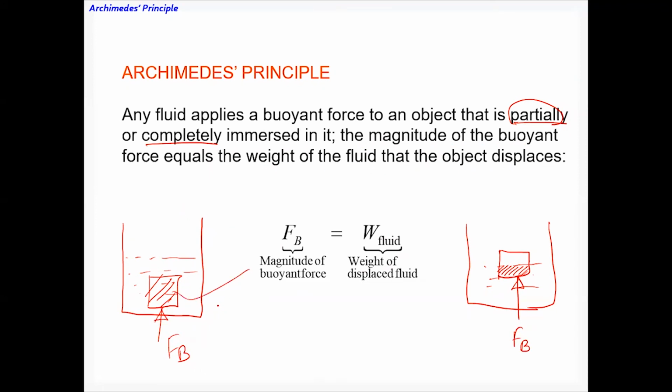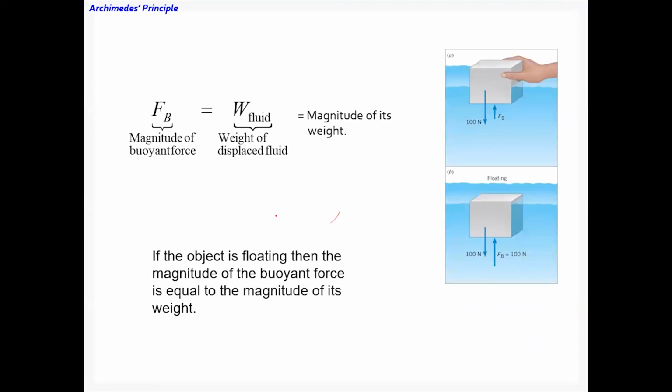In this case, the volume of the fluid displaced by the object is the volume of the object itself. However, in this case, the volume of the fluid displaced by the object is equal to the immersed part of the volume. Specifically, when the object is floating, the buoyant force can also equal the magnitude of its weight itself. So this statement is general: buoyant force equals the weight of the displaced fluid.